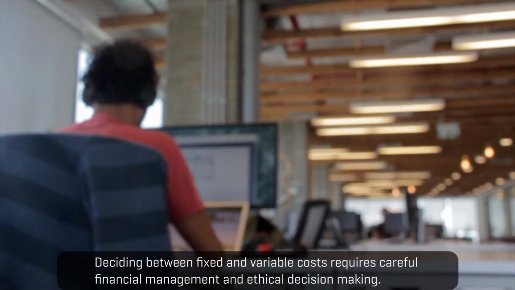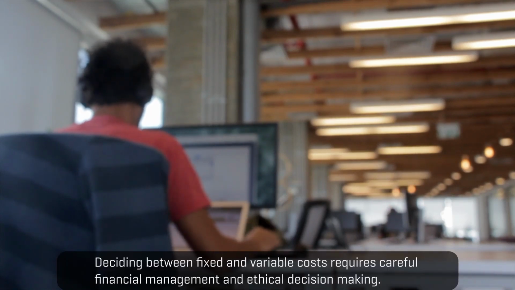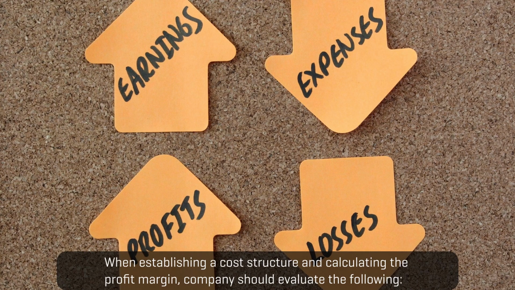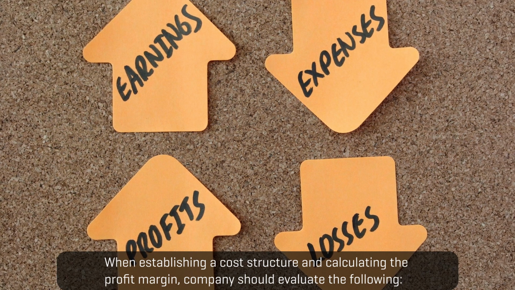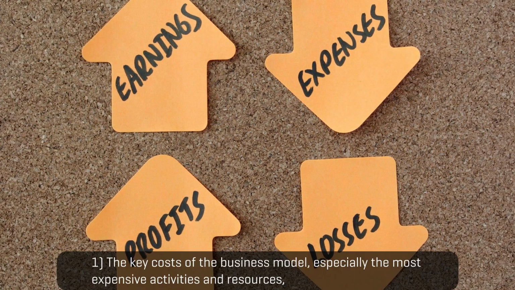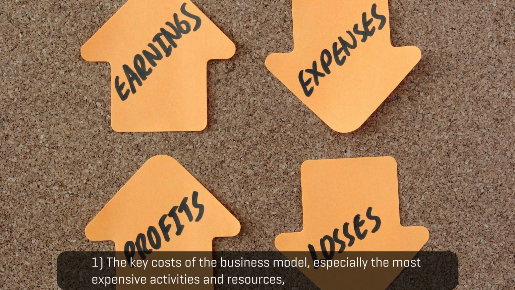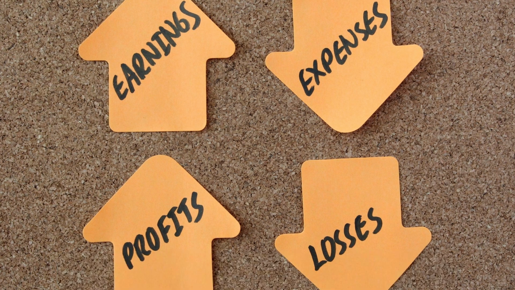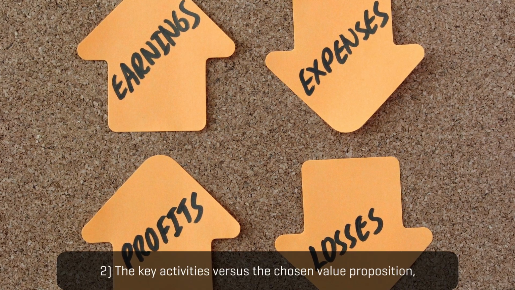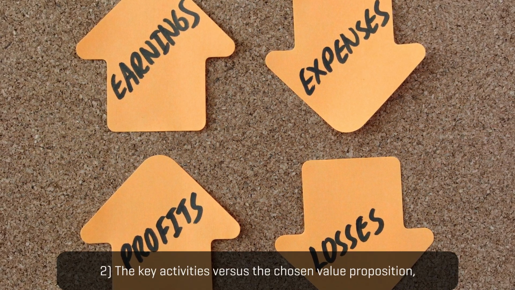However, the use of various digital tools requires specific digital skills. Deciding between fixed and variable costs requires careful financial management and ethical decision-making. When establishing a cost structure and calculating the profit margin, companies should evaluate the following: the key costs of the business model, especially the most expensive activities and resources. The key activities versus the chosen value proposition.